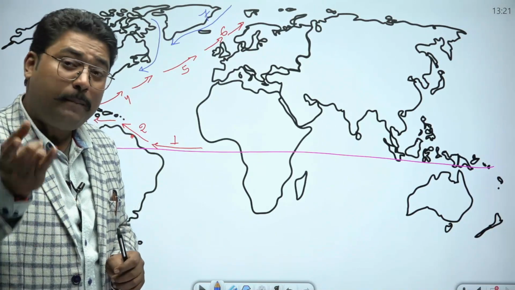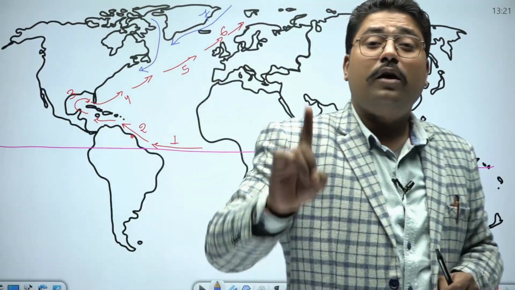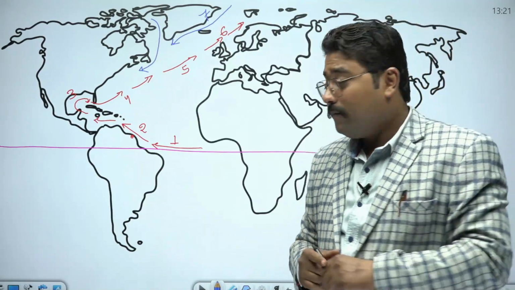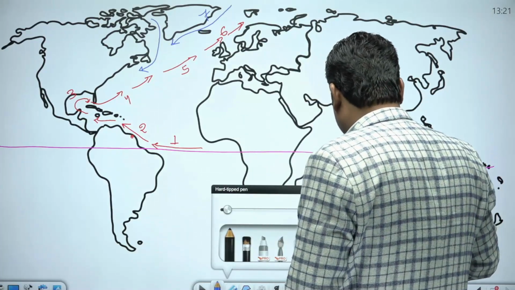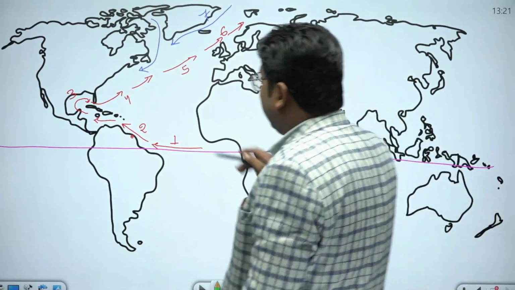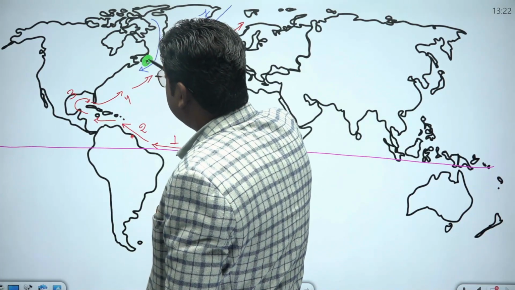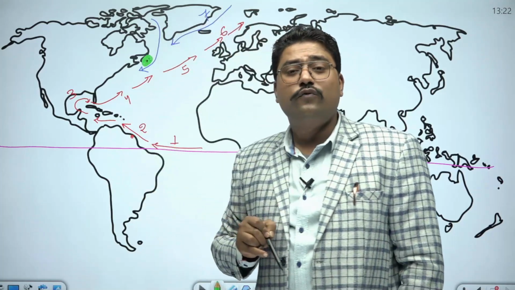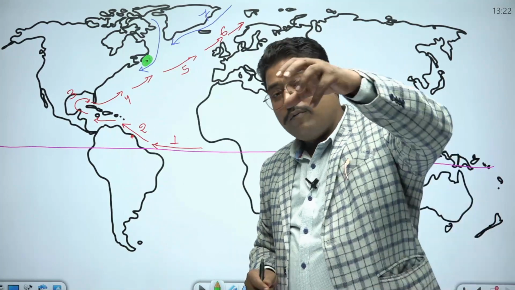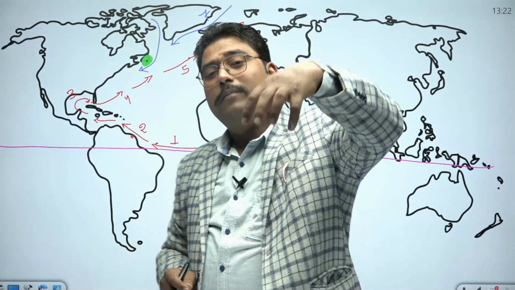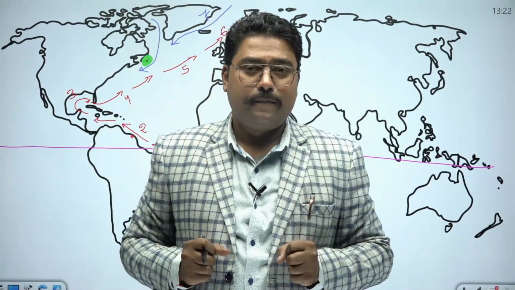Second thing, the positive effect also, but this positive effect will be on the fishing industry. How? As you can notice, the warm Gulf Stream and the Labrador current are meeting over here near Newfoundland on the eastern coast of Canada. Now when the cold and the warm currents meet, they make the water milder in nature.